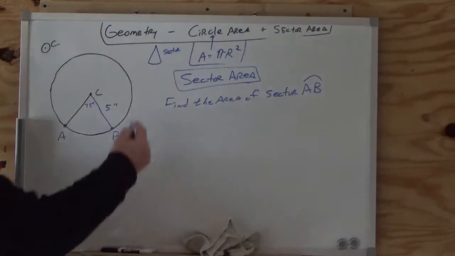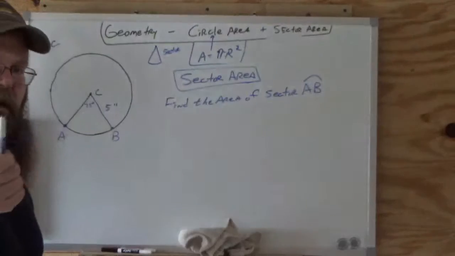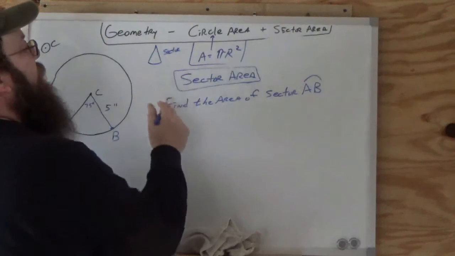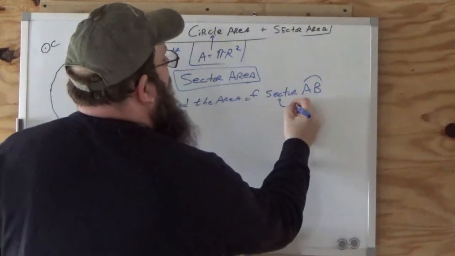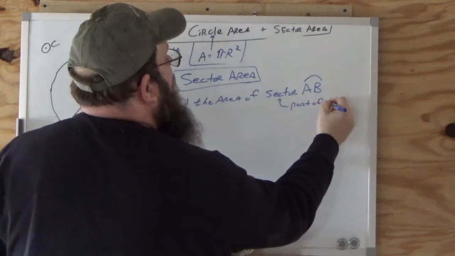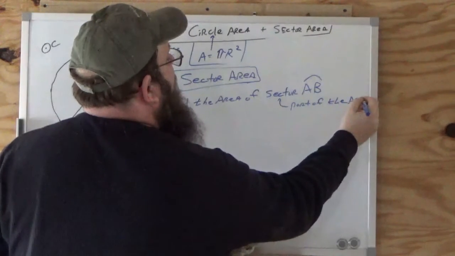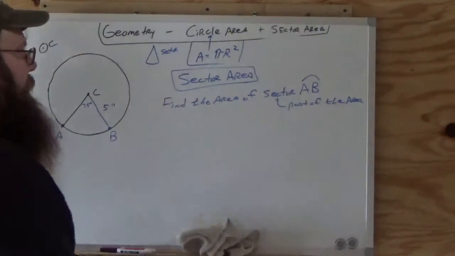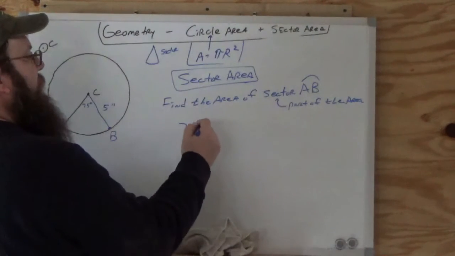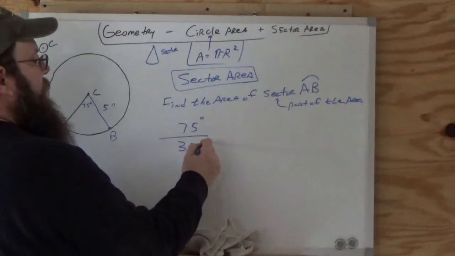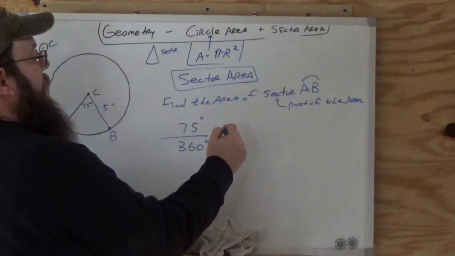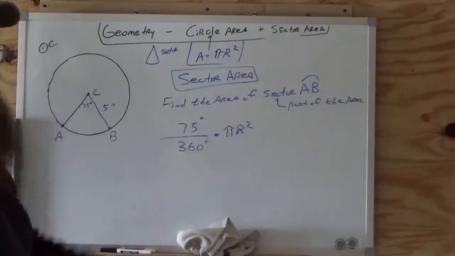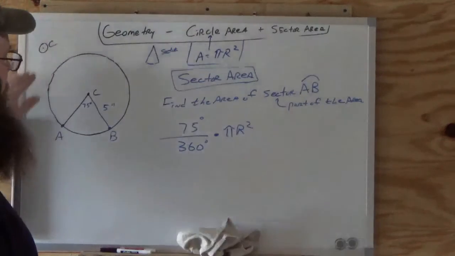Okay, what's a sector again? Boom, I left it up there. A sector is your slice of pizza. So what are we going to do here? A sector is part of the area. Well, what part is it? And if you're thinking ahead, it's the angle part. So how do we do this? 75 degrees divided by 360 degrees times pi r squared, times the whole area. This is part of the whole area of the circle.